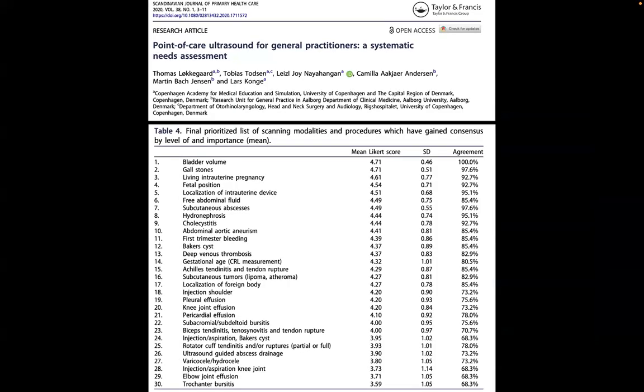Now, all of this is really based off of literature that's been out there. In 2020 in Scandinavia and other European countries, there was a systematic needs assessment looking at POCUS and scanning modalities in general practitioners, and what are the most common and what are the most useful, really. As you can see, these are some of the most common diagnostic scans listed from 1 to 30.